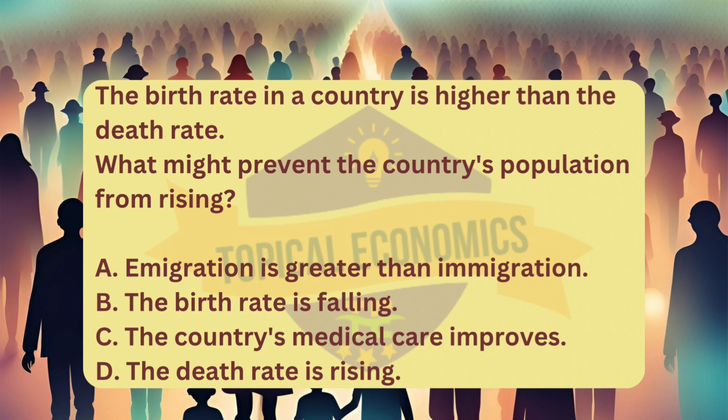Lastly, option D. The death rate is rising. A rising death rate could reduce the rate of population growth, but as long as the birth rate is still higher than the death rate, the population would still increase over time. The question implies that the birth rate exceeds the death rate, so a rising death rate alone wouldn't be sufficient to prevent population growth unless the death rate rises above the birth rate.